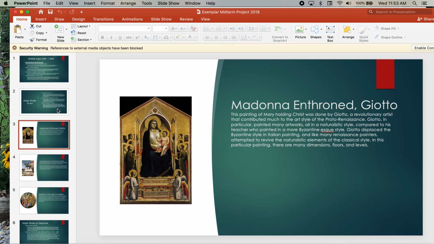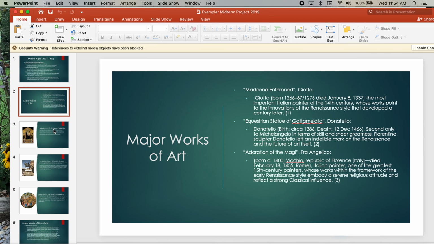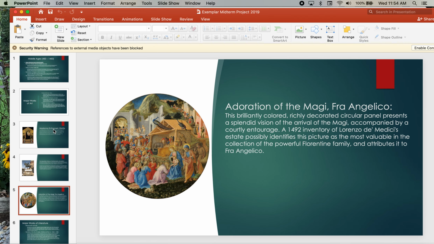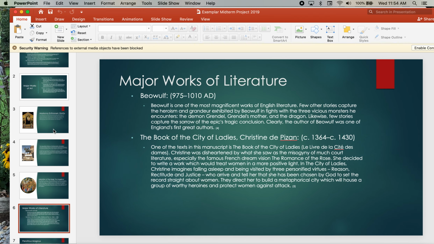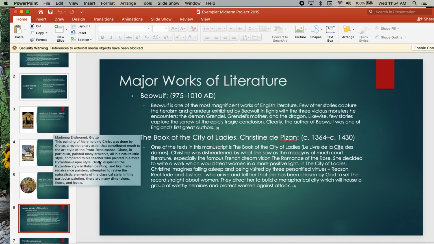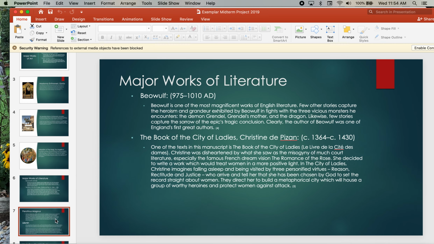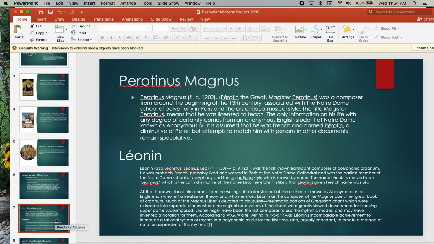Now, this slide really wasn't necessary. If you just wanted to include each work of art with an explanation, that's totally fine. And this person actually went above and beyond and included works of literature, which you didn't have to do, but that's fine. It could be a mixture of art and literature. Then they went into 2 different composers. They gave the information about the composers.